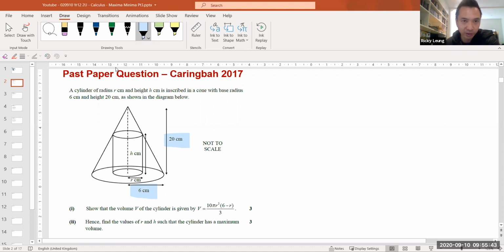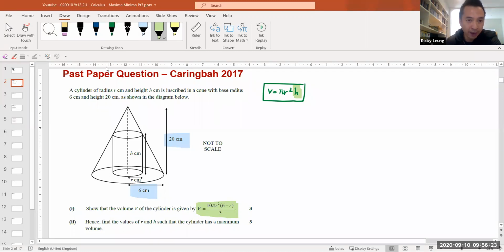So let's look at the questions that we need to answer. Show that the volume of the cylinder is given by this. Now you can see the volume formula has only one variable R, whereby we know that the volume of a cylinder normally is area of the base, pi r squared, times height. So then that naturally tells us that the variable H needs to be replaced with a function of R, right? Expressed in terms of R. So somewhere in this diagram, we need to find a relationship between H and R, right? That's how we do it.